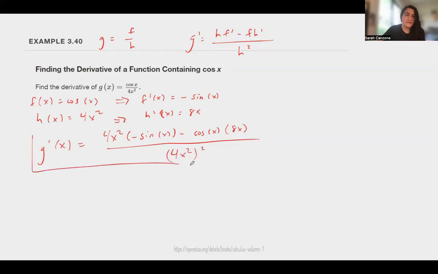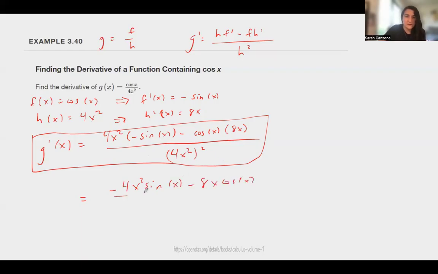So you can leave it like this. I do want to note a lot of times some simple mistakes that we see, like I said, this right here. So if you tried simplifying just a tiny bit, you can rewrite this as negative 4x squared sine of x minus 8x cosine of x over.